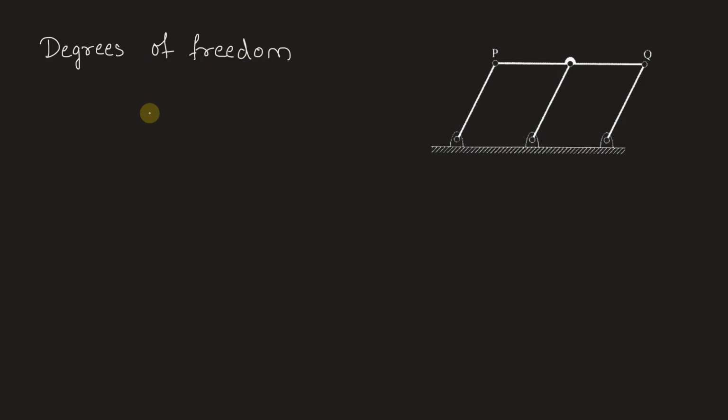The formula for finding degrees of freedom is 3 into (L minus 1) minus 2J minus H, where L is the number of links, J is the number of lower pair joints, that is the ones having 1 degree of freedom each, and H is the number of higher pair joints, that is having 2 degrees of freedom per joint.